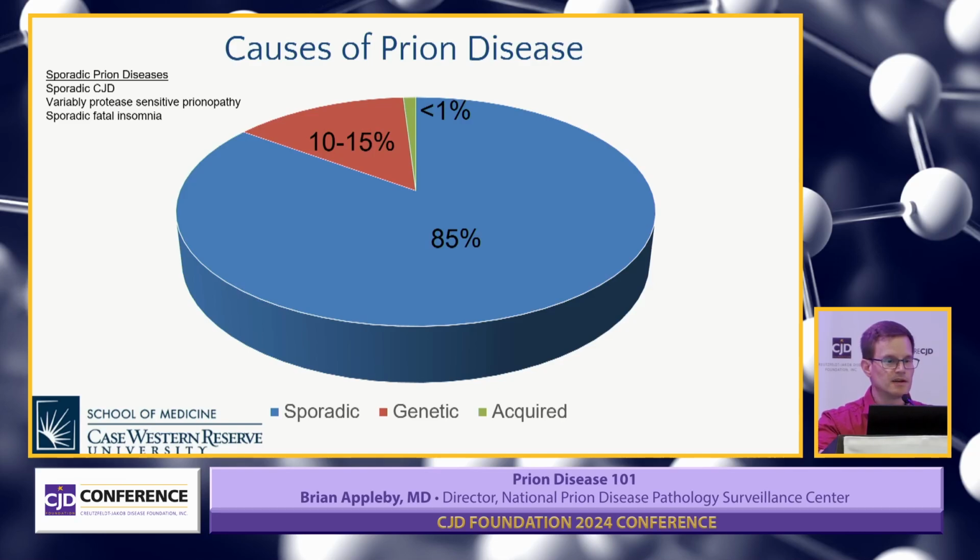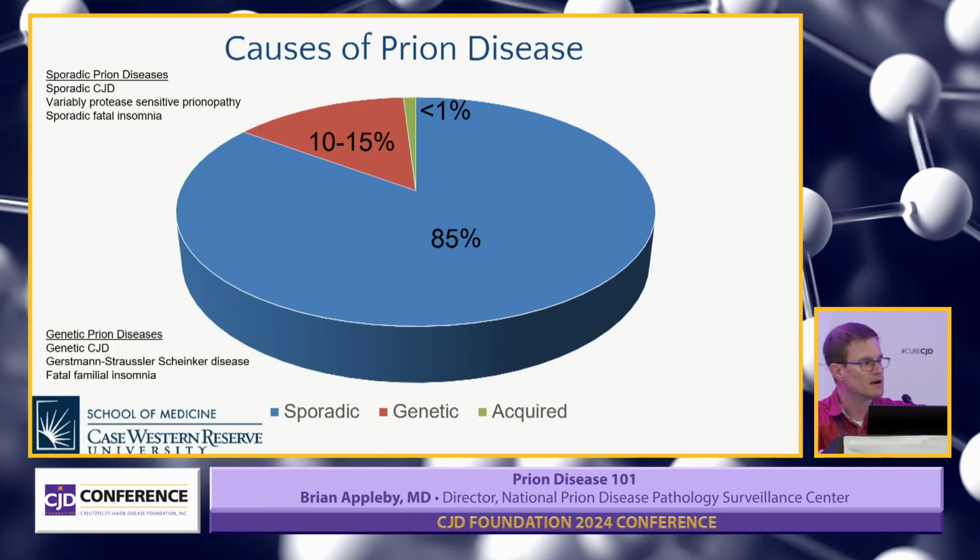And in our field, unfortunately, we like to name things a little funky. So we have sporadic CJD, variably protease-sensitive prionopathy, sporadic fatal insomnia. They're named differently just because they look different clinically and also under the microscope, but they're all due to the same thing, and that is a sporadic form of prion disease.